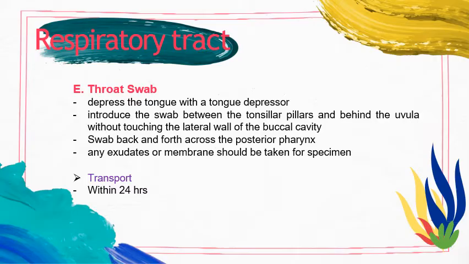Your throat swab: depress the tongue with a tongue depressor. Introduce the swab between the tonsillar pillars and behind the uvula without touching the lateral wall of your buccal cavity. Swab back and forth across the posterior pharynx, and exudates or membrane should be taken for specimen. And the transport is 24 hours.